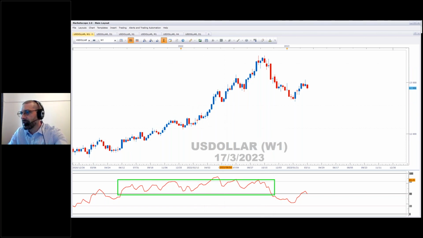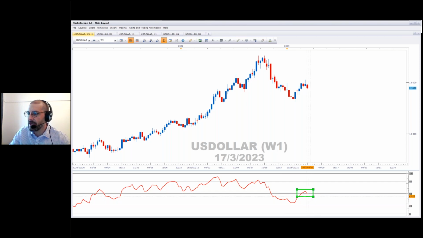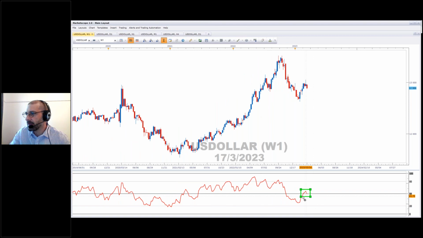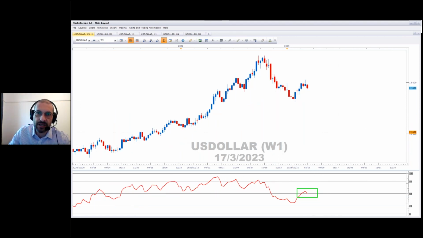Now, it's interesting that you can see that it looks like it's about to change, isn't it? So what we want to do is keep an eye on the RSI to see if it dips below 50. Last time it dipped below 50, we had a sell down in the US dollar over an extended period. So we just want to keep an eye on this. The momentum indicator's just starting to give a clue potentially of what could be happening here.